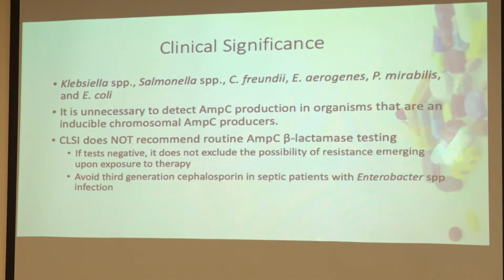So who produces AMC? Just like ESBL, it's not all the gram-negative rods, but most of the gram-negative species like Klebsiella, Salmonella, Proteus, E. coli will produce AMC. It is unnecessary to detect AMC production in organisms that already have the chromosome for AMC production. It's not going to be helpful because we know for sure they are AMC producers. It is also not important to identify AMC production in such organisms because the identification of the organism itself is indicative of AMC production. Like 100% of Enterobacter cloacae and E.